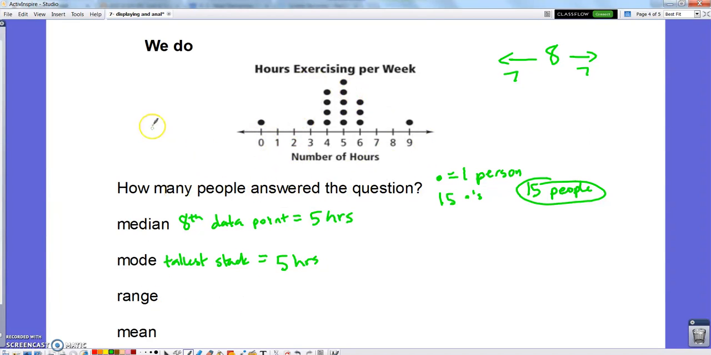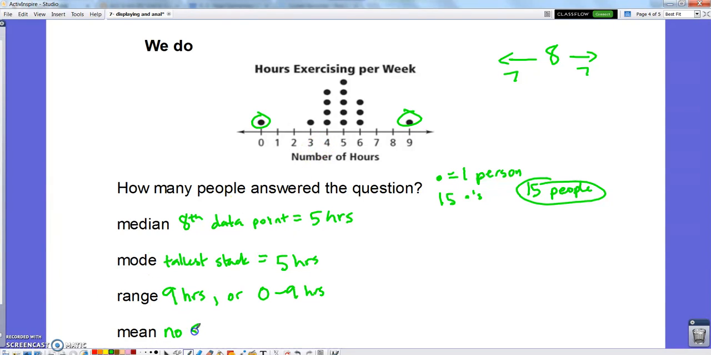Range is also easy. You just look at the lowest and the highest data points. So the range is 9. There's a range of 9 hours, or 0 to 9 hours, however you want to put that. The range technically is this number, 9 hours, but often it makes sense to think about it like that. The range is from 0 to 9.